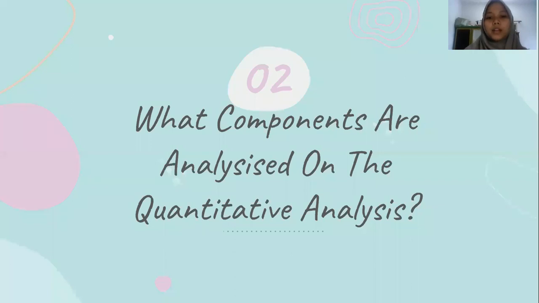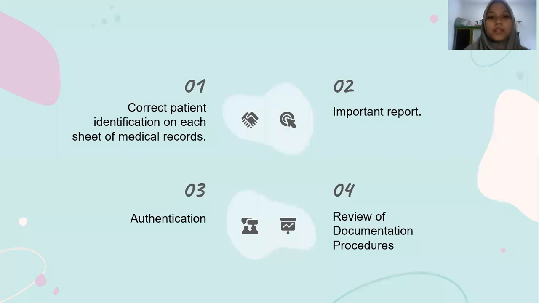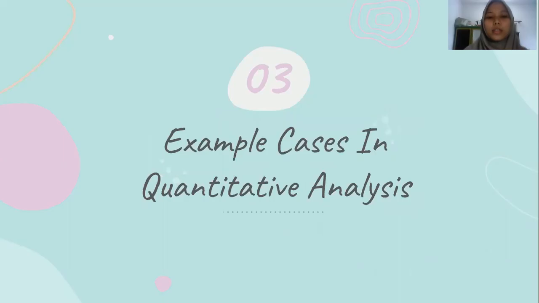What components are analyzed on the quantitative analysis? 1. Correct patient's identification on each set of medical records. 2. Important report. 3. Authentication. And 4. Review of documentation procedures. Example cases in quantitative analysis.